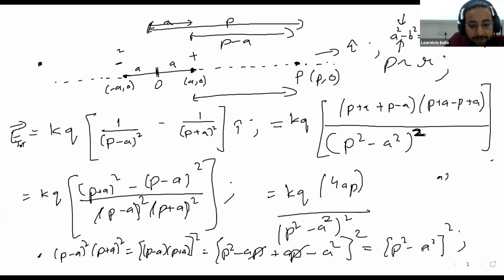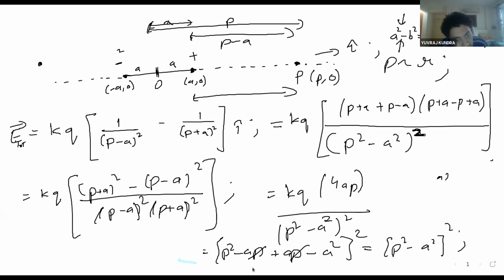Make sense? Yes, sir. But if we put them individually, like if I do (p − q) whole square, that would give us p² plus... oh, no, no. That will also give you exactly the same thing. But your calculation will become very long and nothing else. Got it, sir.